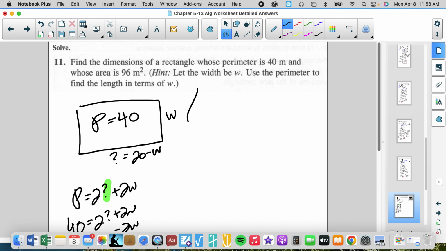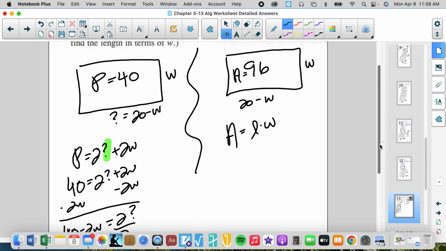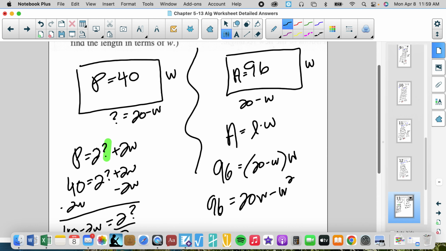And now we use that knowing what the area is. The area is going to equal 96. And we know the length is 20 minus w. We know the width is w. So area equals length times width. Area is 96. The length is 20 minus w. The width is w. 96 equals 20w minus w squared.